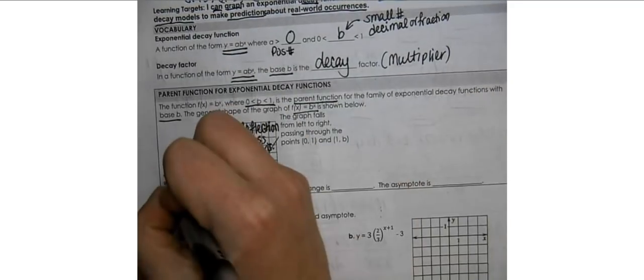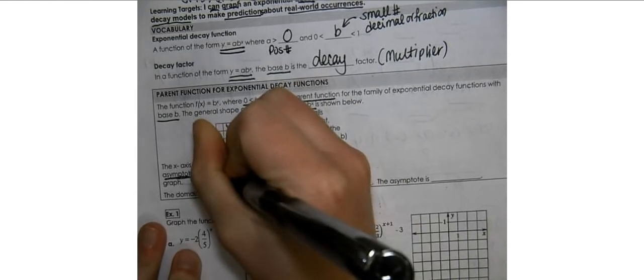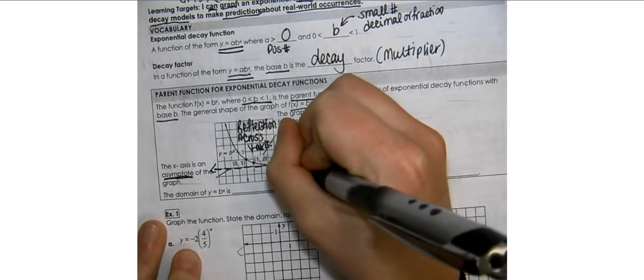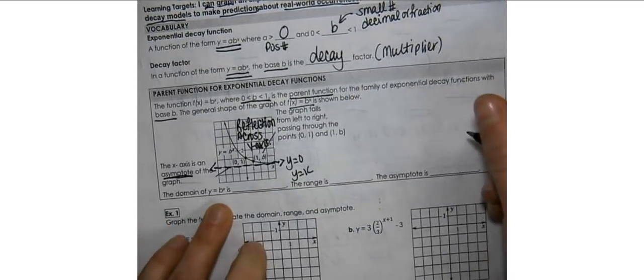We will have an asymptote just like we did before. It will be a dashed line once again that's horizontal and located at y equals 0, and that 0 comes from your k value. So y equals k is going to be our asymptote. So the domain of y equals b to the x is still going to be all real numbers. Our range is going to be y is greater than 0, and our asymptote is going to be y equals 0. And once again, those 0 values come from our k value.